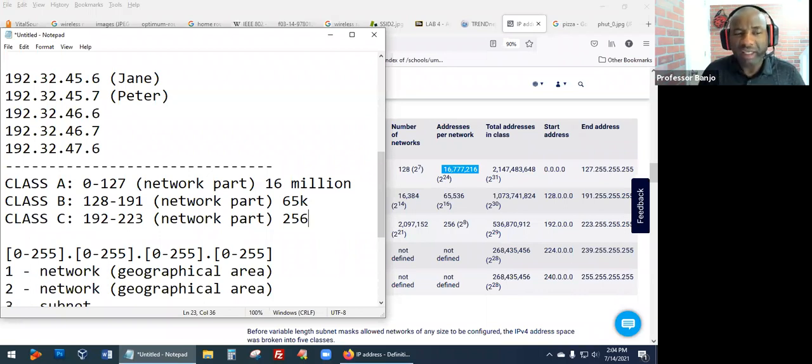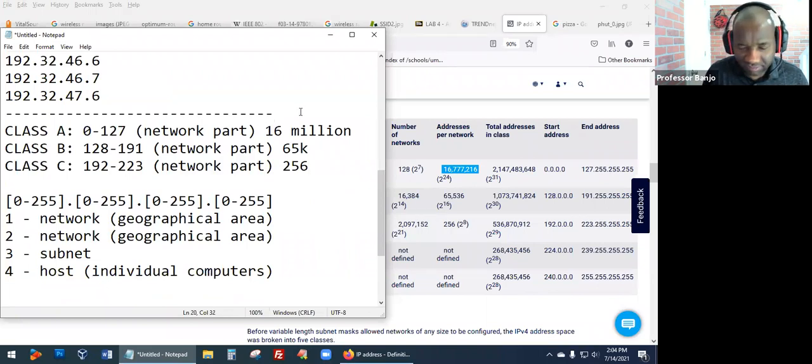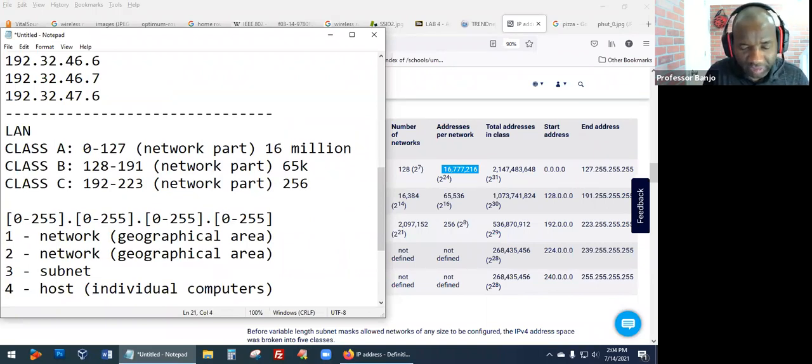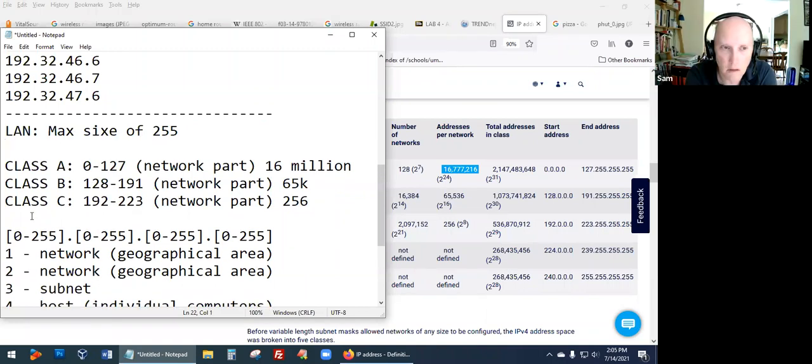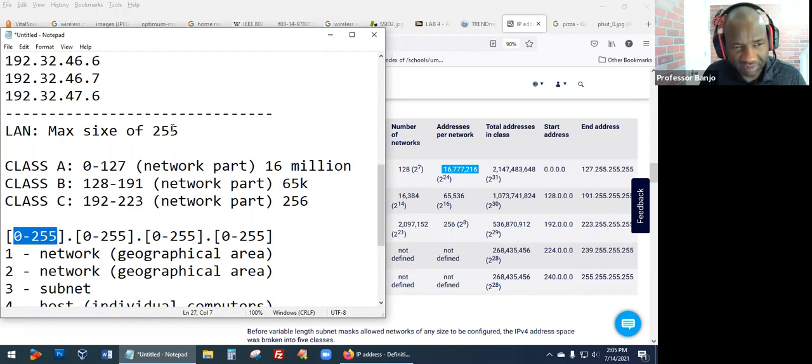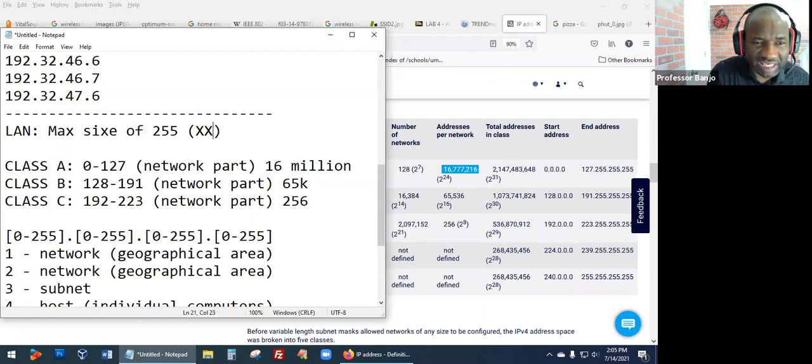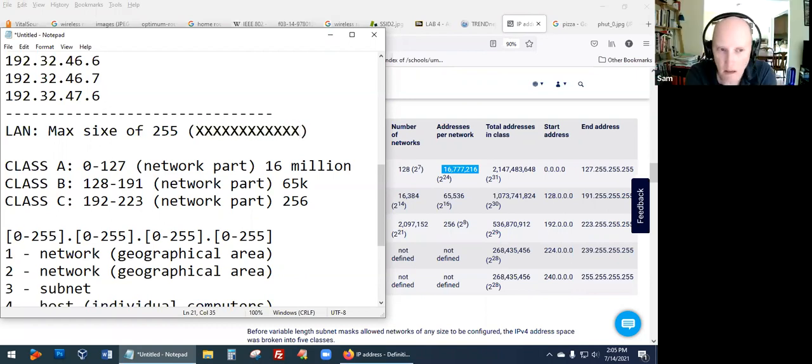Yes. Like we said, a local area network has a max size of 255 computers. That's the max you can get because of the IP design. So you can have many times that, to make up a bigger network.